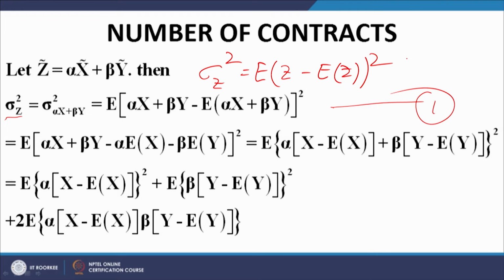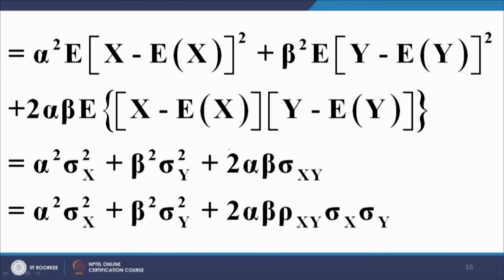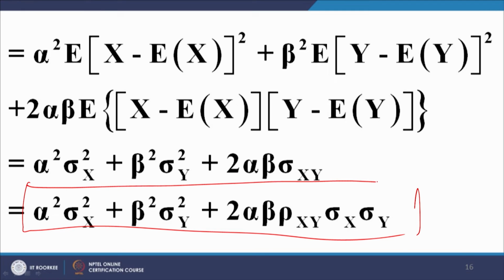Please note E of z is equal to alpha E of x plus beta E of y. So, we can simplify this expression as you have in the equation that I have underlined, and on simplifying, all this is simply algebra and nothing more, using the property of the expectation operator. Throughout we have been using the property of the expectation operator. The final result that we get here, which I have included in a box, is this.